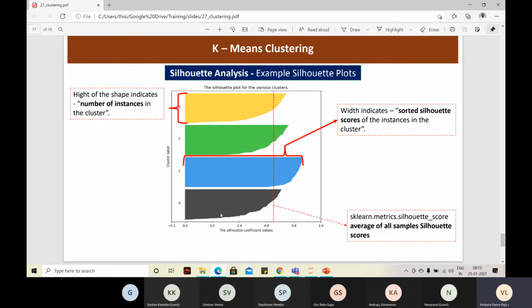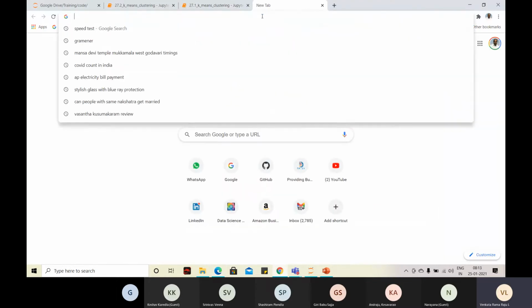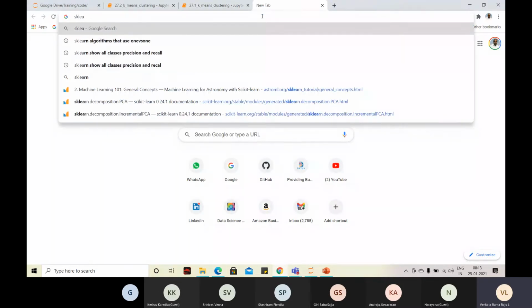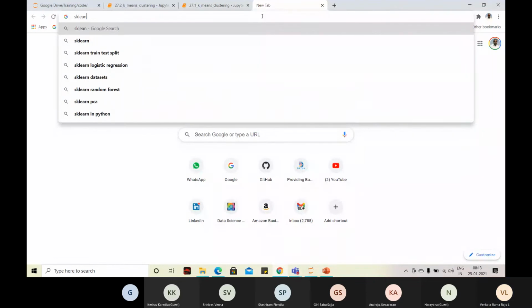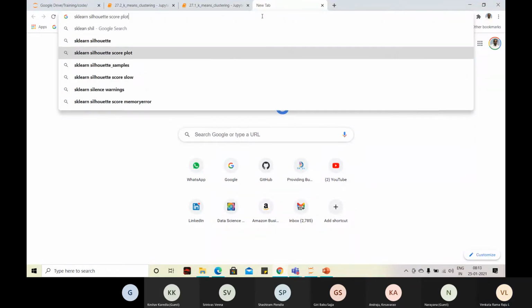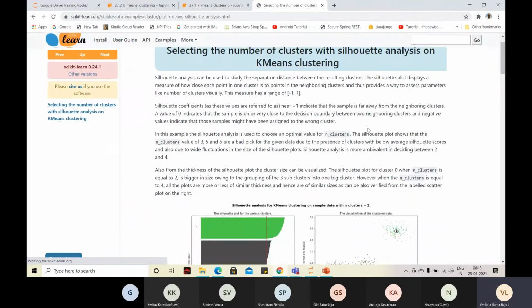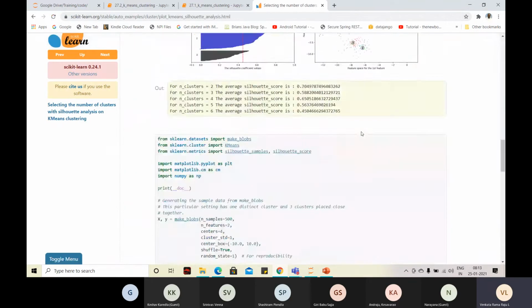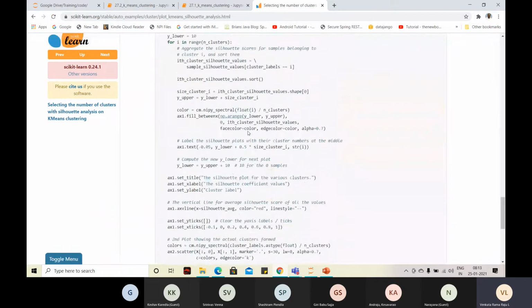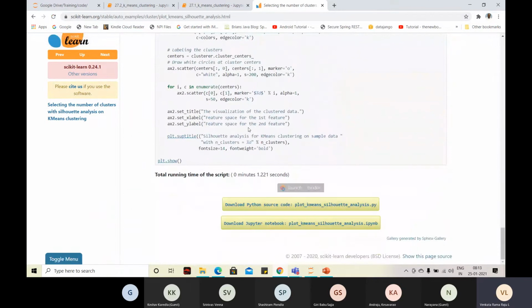They are going to come like these knives. Even if you do it practically, they'll come like this. In the scikit-learn library, they gave code to do this. So for silhouette analysis, they gave the code here. You can actually copy paste it and use it.